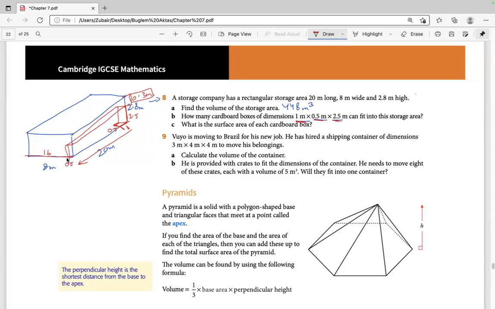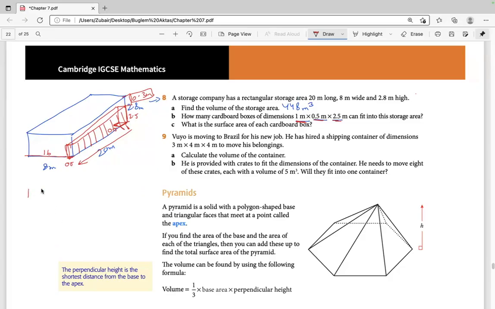This is 0.5 wide, 1 meter, 1 meter, 1 meter, and these are 20 in this direction. And how high is it? It is 2.5 meters high, and the storage area was 2.8. We can rotate the box. We can see if we can fit the maximum on the other side.